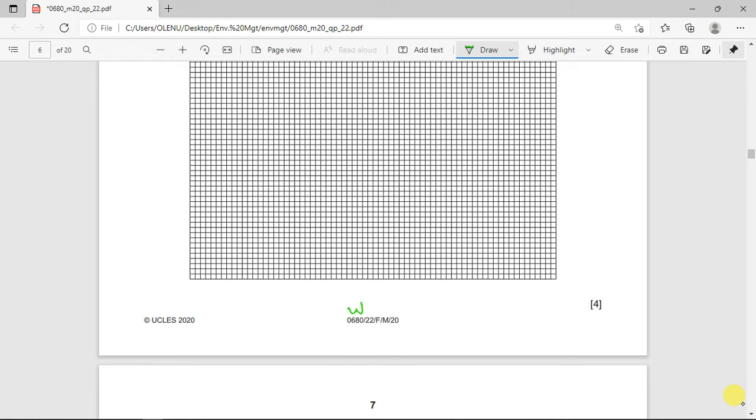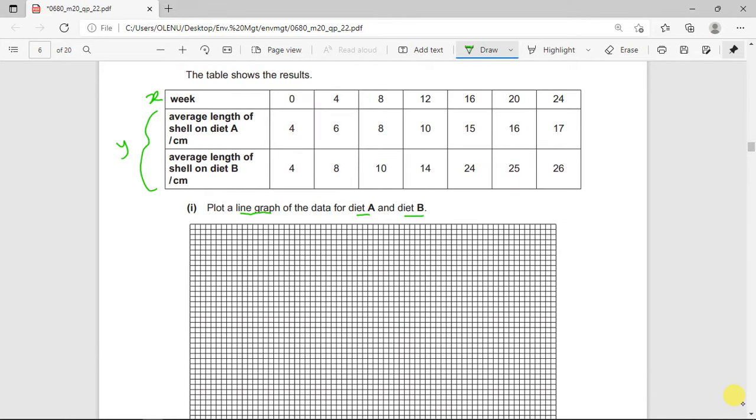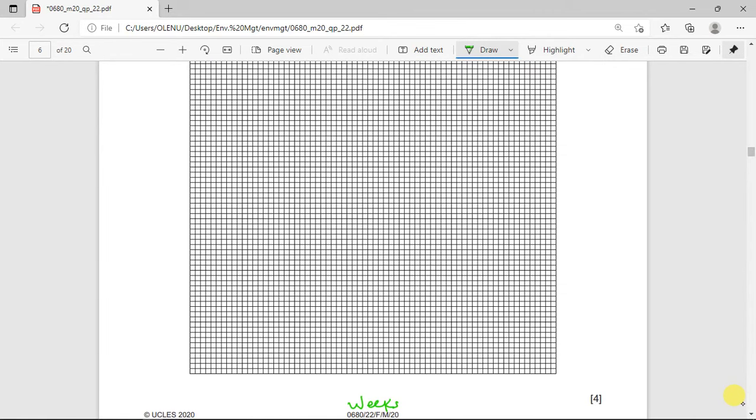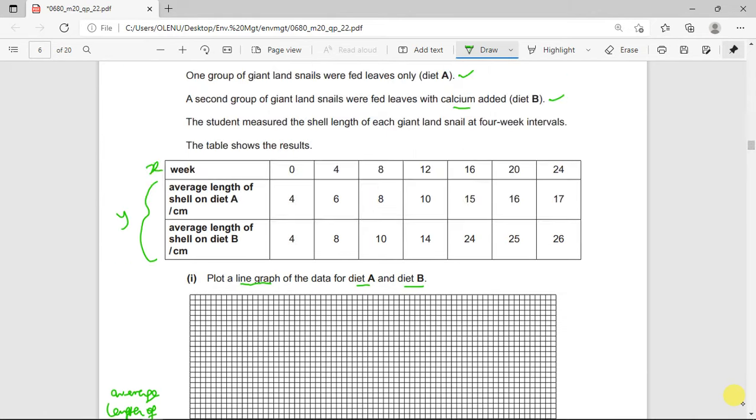So this is weeks, and on your Y axis will be average length of shell in centimeters. So you now label this axis. So here, if you look at our weeks, it's from 0 to 24 at 4 interval.